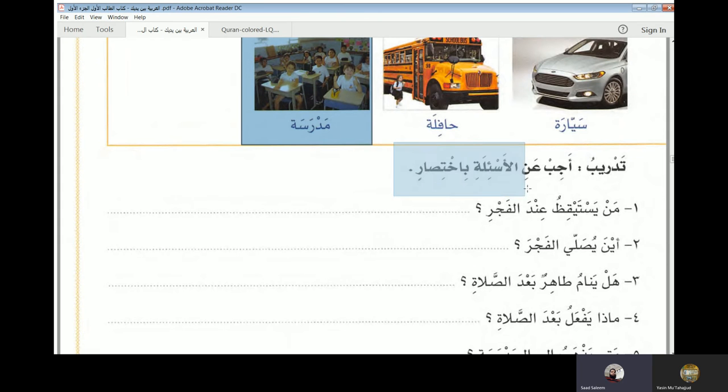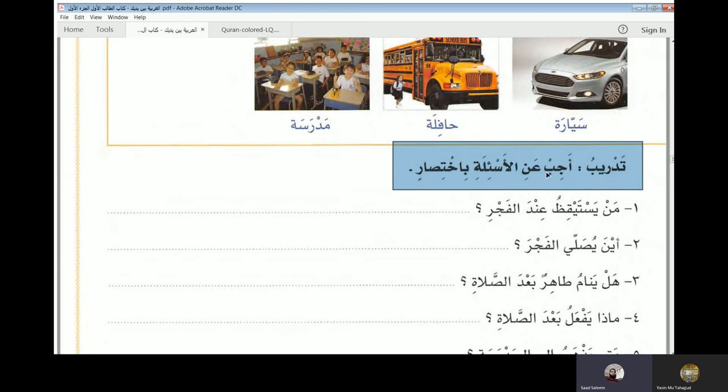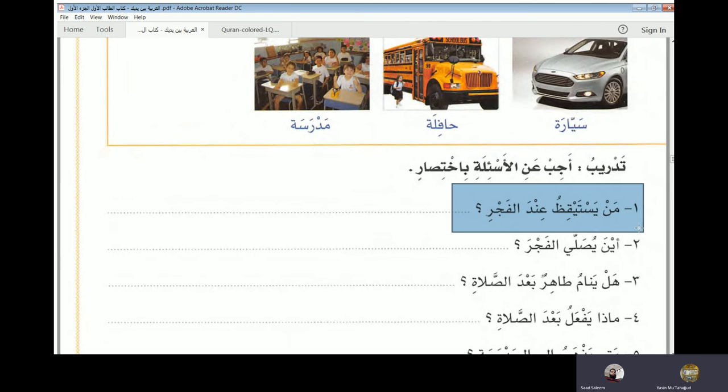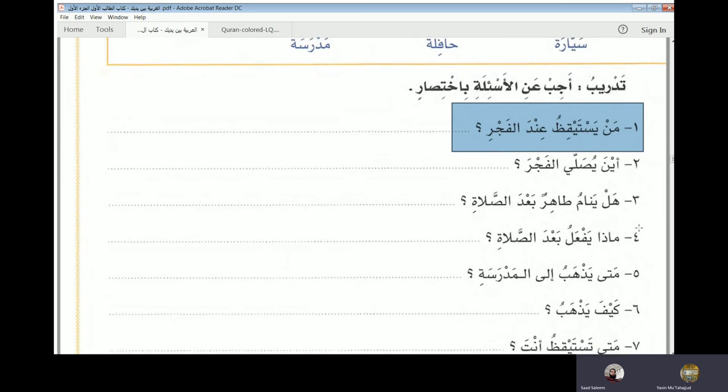Then, ajib 'anil-as'ilati bi-ikhtisar. Ajib means answer the questions, bi-ikhtisar short. Give short answers to the questions.